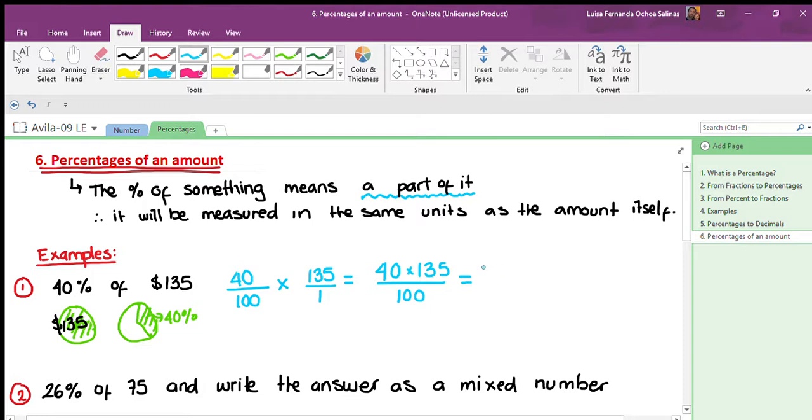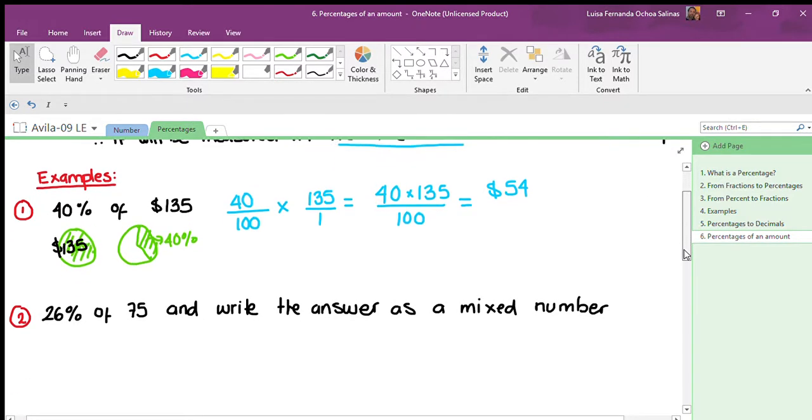But I'm not going to write only 54, because we're talking about dollars. So this has to be $54. Remember that it will be measured in the same units as the amount itself, because it's a piece of it. Think about a cake. You're finding the 40% of that cake. The original cake was dollars, so the piece of that cake that is 40% is $54. Okay, good. Let's do another example.